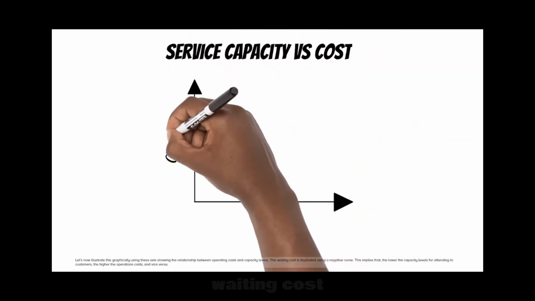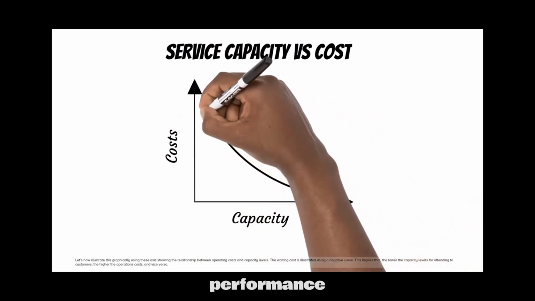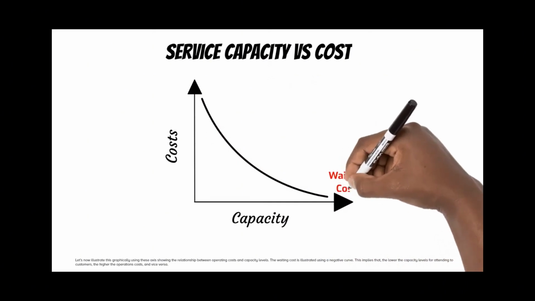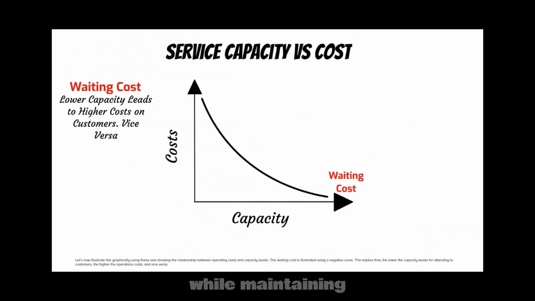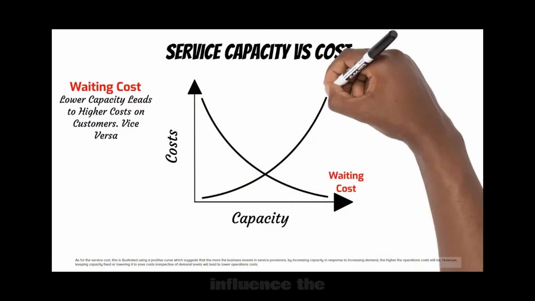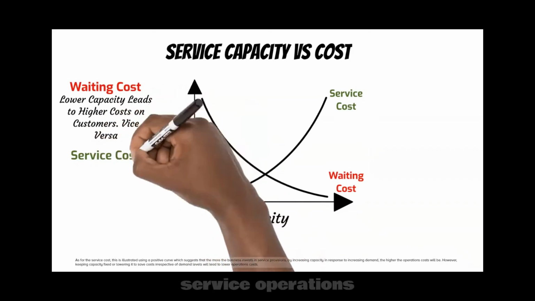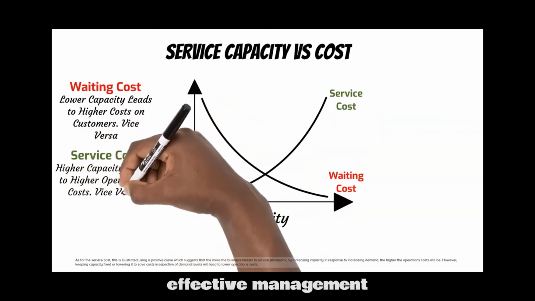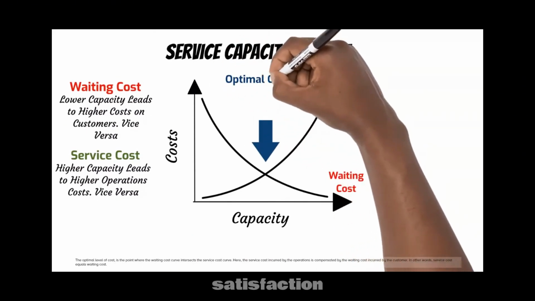Balancing service cost and waiting cost is crucial for achieving optimal operational performance and customer satisfaction. Businesses must strike a balance that meets customer expectations while maintaining cost effectiveness. So in summary, service cost and waiting cost are interrelated factors that influence the efficiency, profitability, and customer experience of service operations. Effective management of these costs requires a holistic approach that considers both operational efficiency and customer satisfaction.